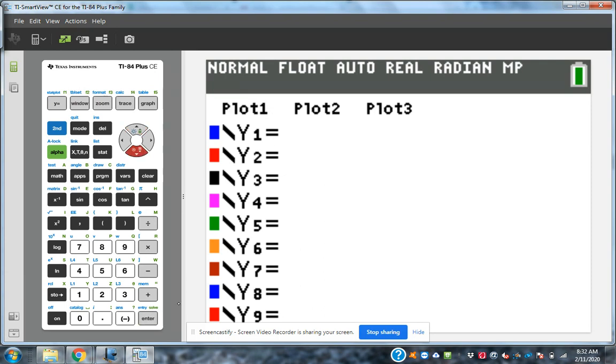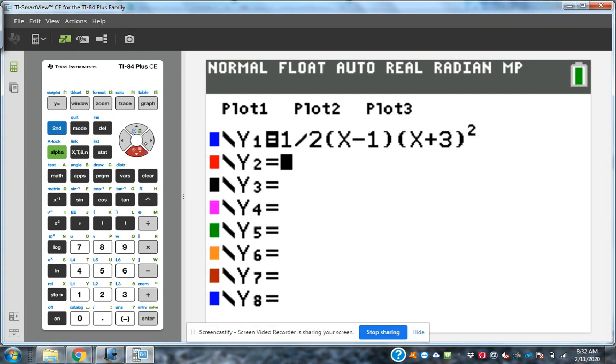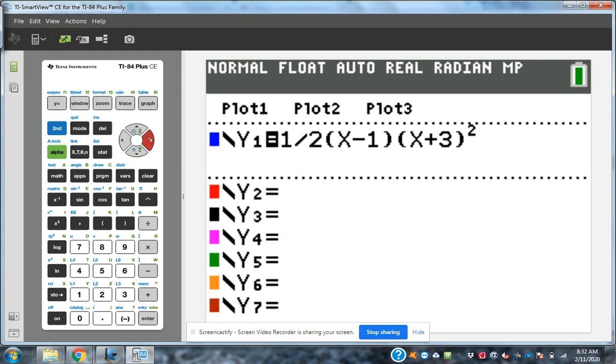And then go to the y1 and type in your 1/2 parentheses x minus 1 parentheses x plus 3 raised to the second power. Whoops, wrong arrow. Go up. And then the last one is parentheses x minus 4.